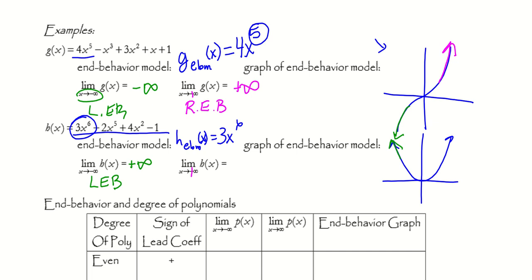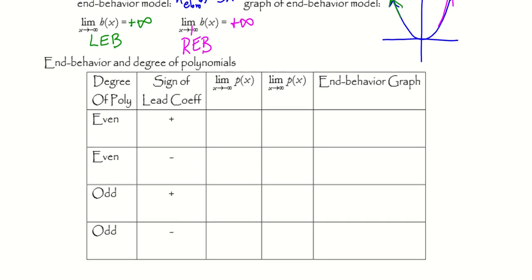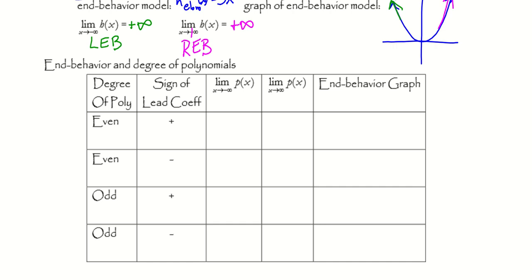My limit as x goes to positive infinity is my right end behavior. So if I follow this graph to its right end, it also is going up, and so that limit again is positive infinity. So I've got a table here which is just going to summarize the end behavior based on the degree of a certain polynomial.